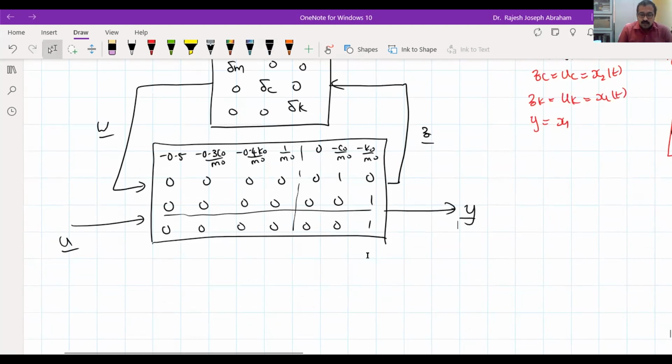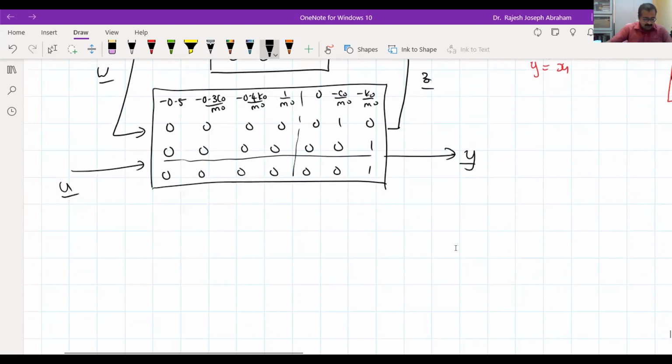What do you mean by structure? Because it has only non-zero diagonal elements. All off-diagonal elements are 0. Okay, so this has a particular structure. So this is called structured uncertainty. That's why it is called structured uncertainty, right? The unknown matrix delta is structured.